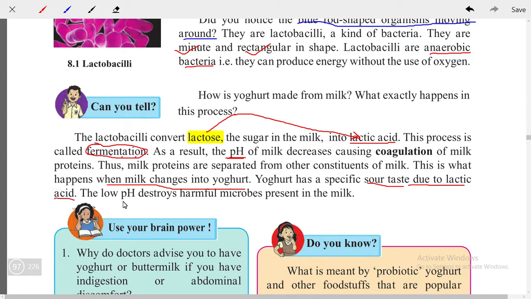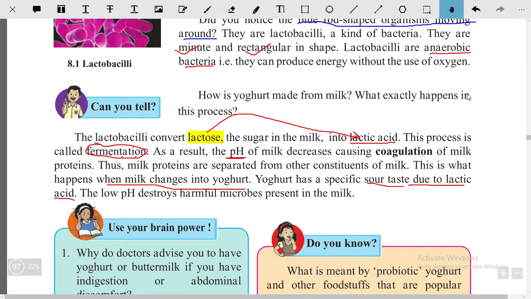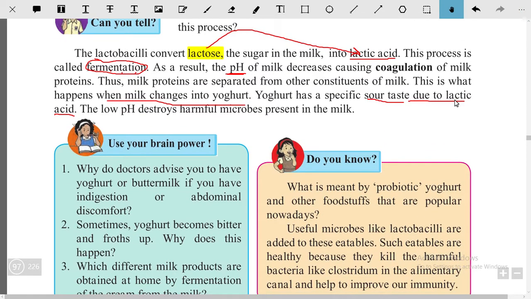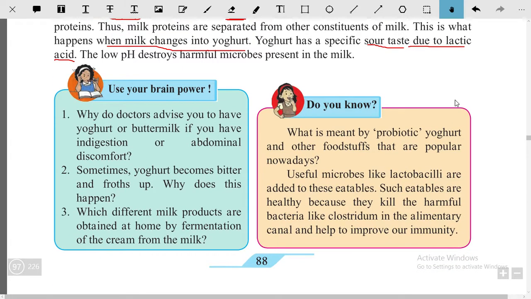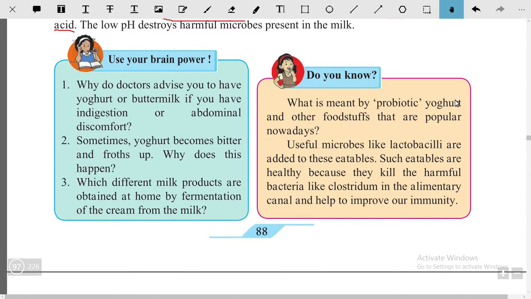and the pH becomes low, and low pH destroys the harmful microbes present in the milk. So yogurt is very useful and important. Now use your brain power and try to answer this question. Why do doctors advise you to have yogurt or buttermilk if you have indigestion or abdominal discomfort?